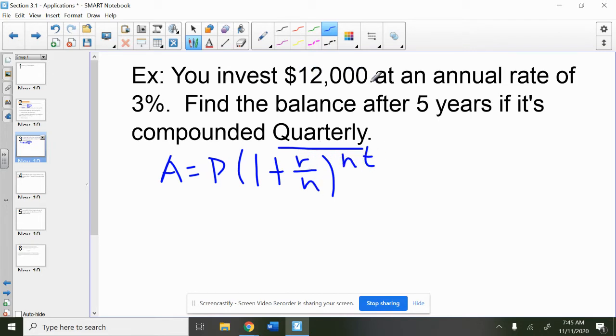So you invest $12,000. When you invest, that means that's your starting amount, your principal. At an annual rate of 3%. Now, that's not what your r value is, and that's the key thing. Your r is not that. I have to take that 3% and move the decimal twice. So some people like to put a couple of zeros here.